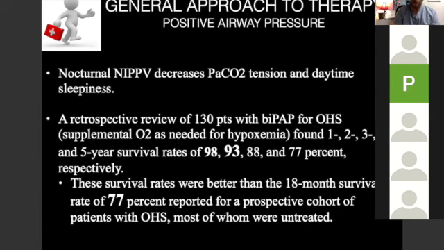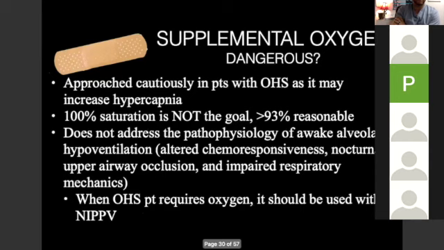So 18 months, it went from 77% survival without it to 93% survival. That is a large absolute risk decrease from this therapy.